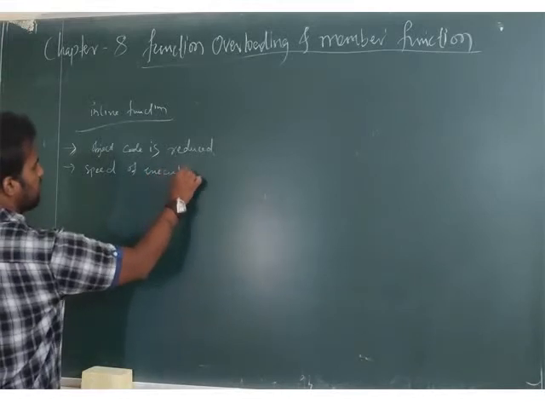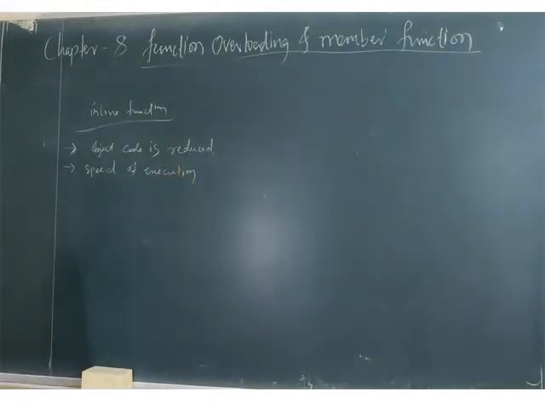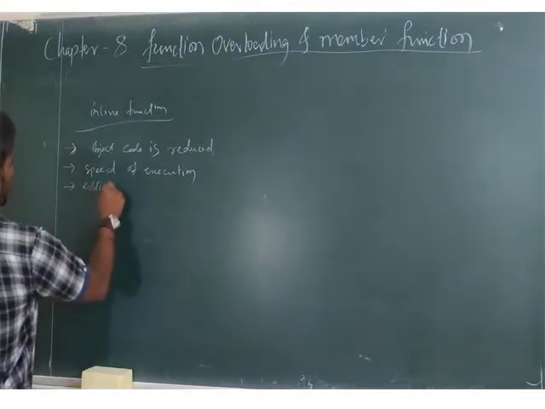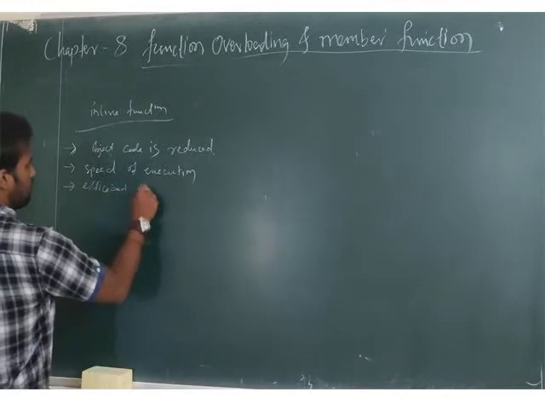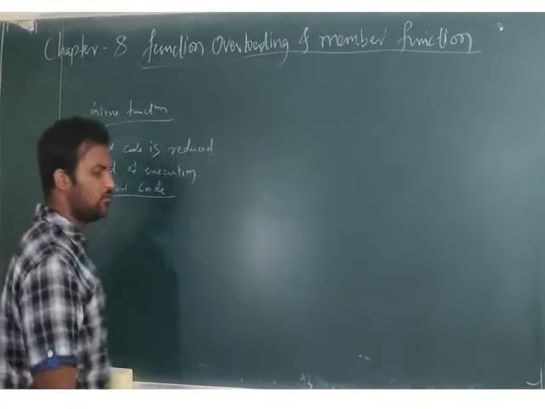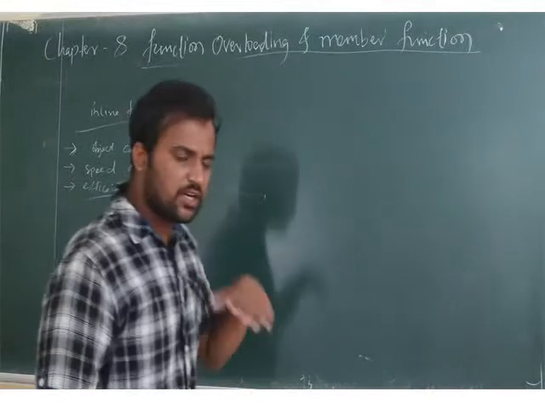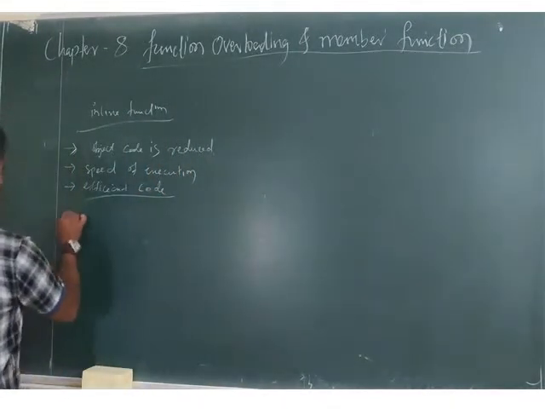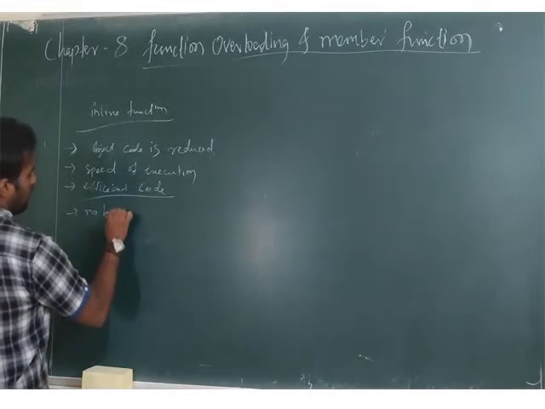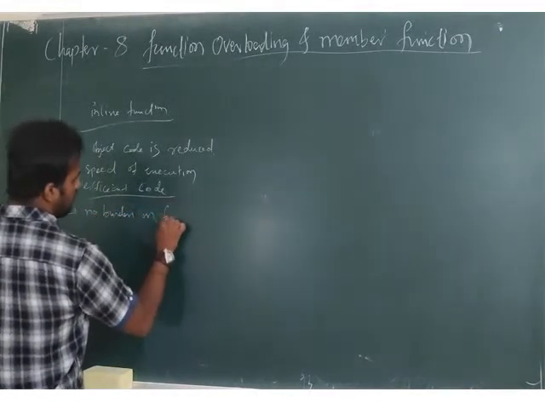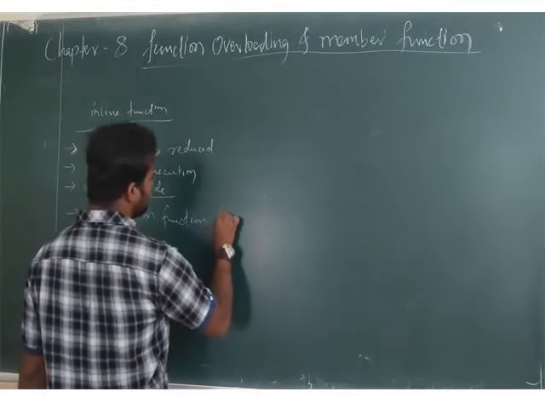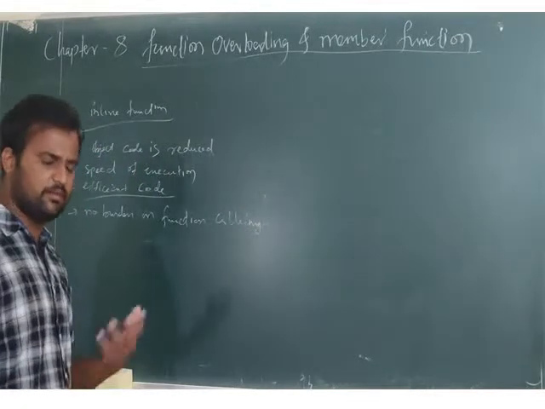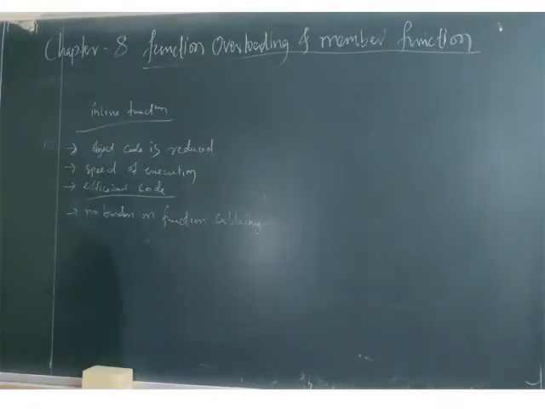Number of lines is less means automatically execution speed will be faster. Efficient code, very efficient code. Efficient amount of code means less amount of code so that the computer can handle and work faster on those things. And next, no burden on function calling. Automatically the computer will not have any burden when the amount of code is less.